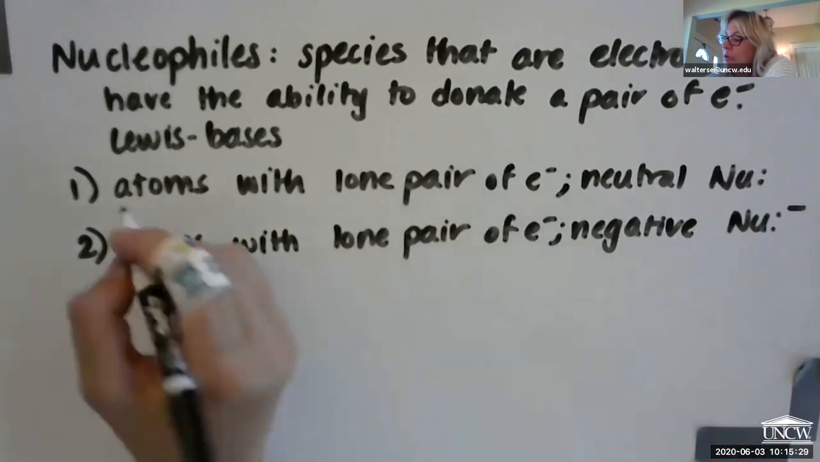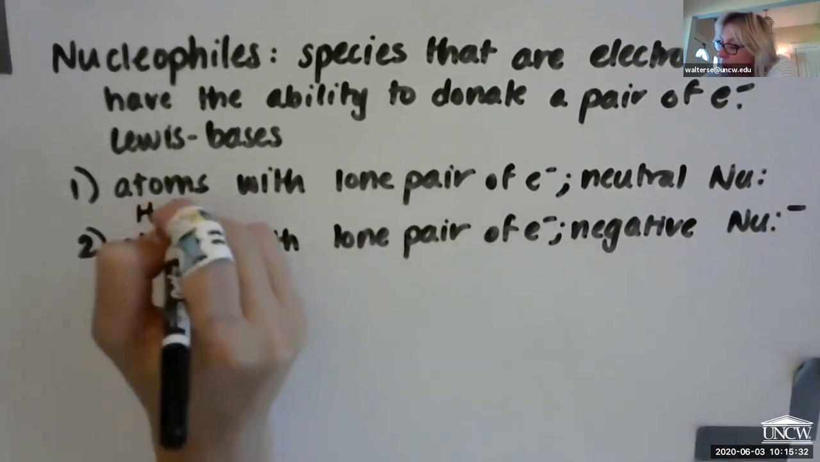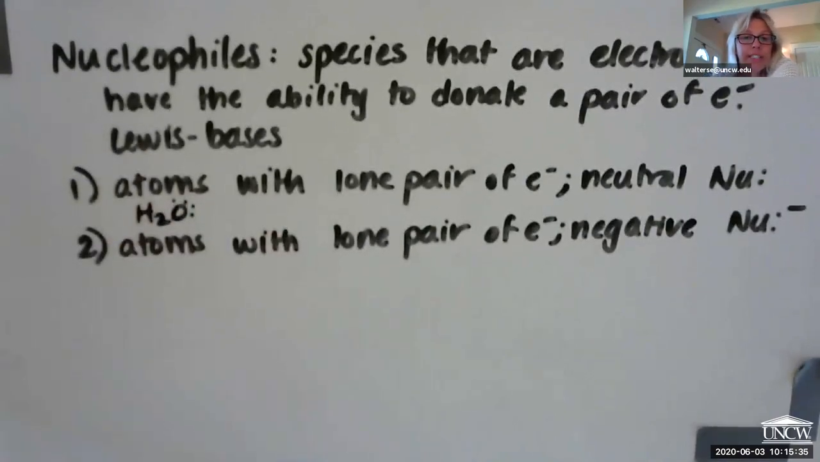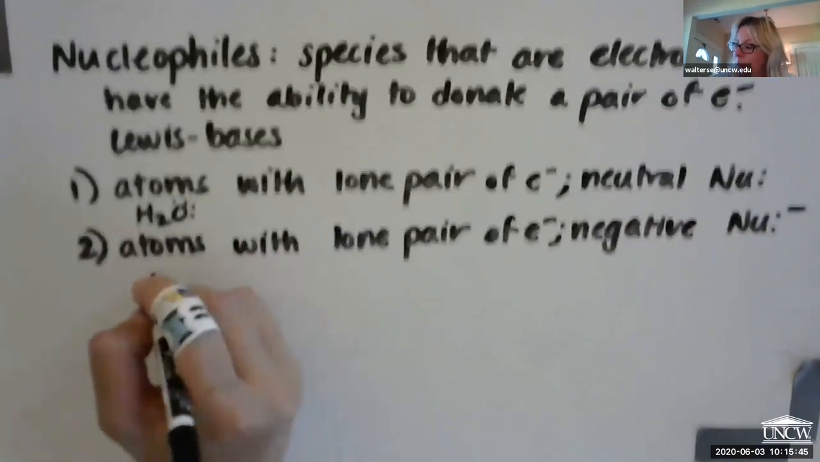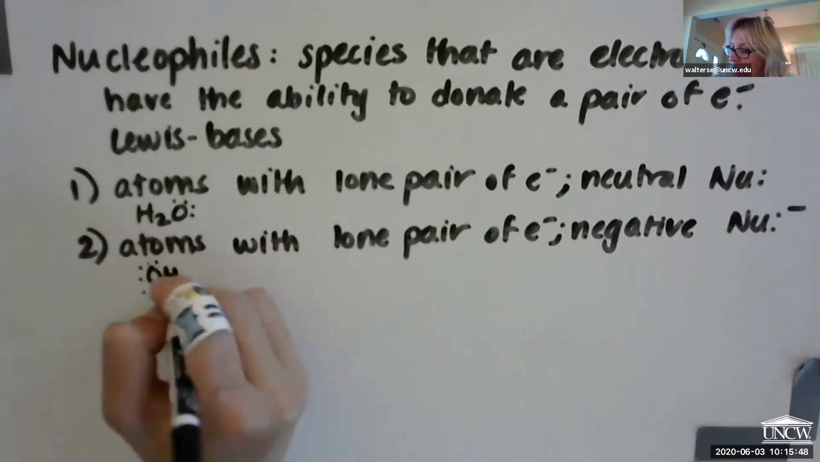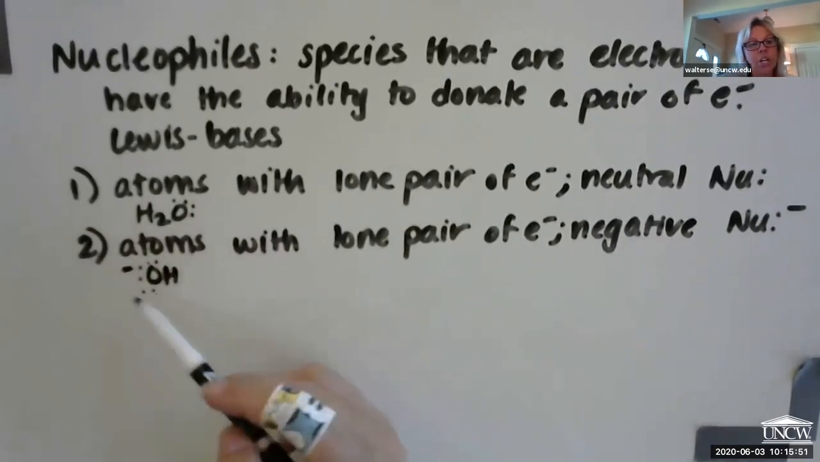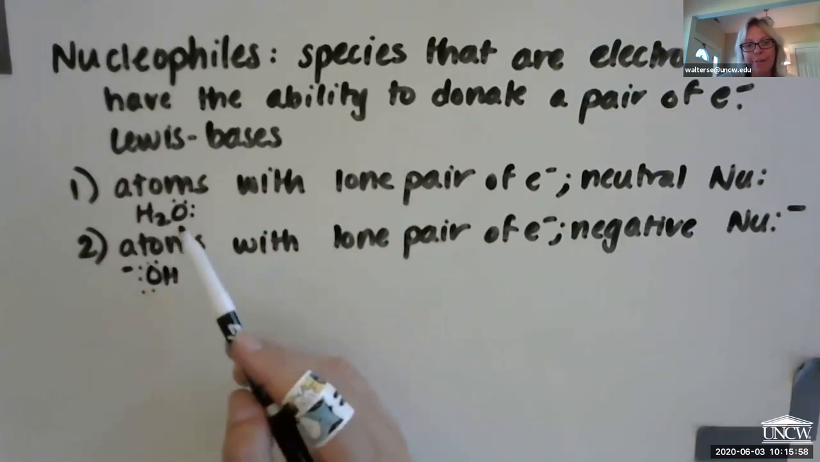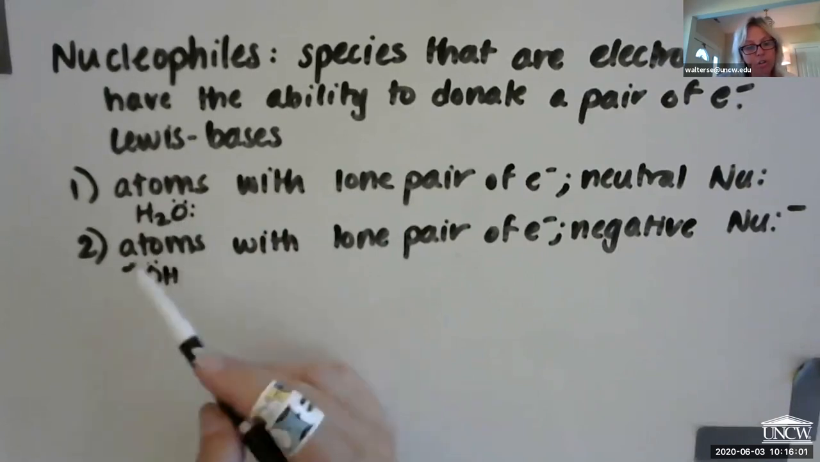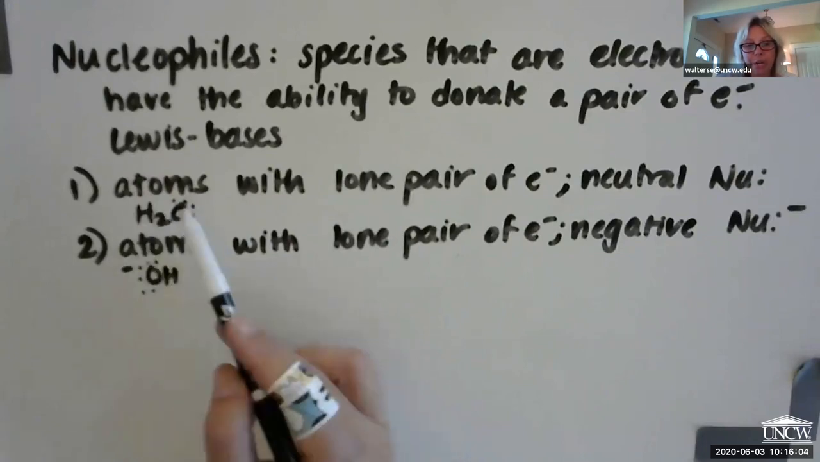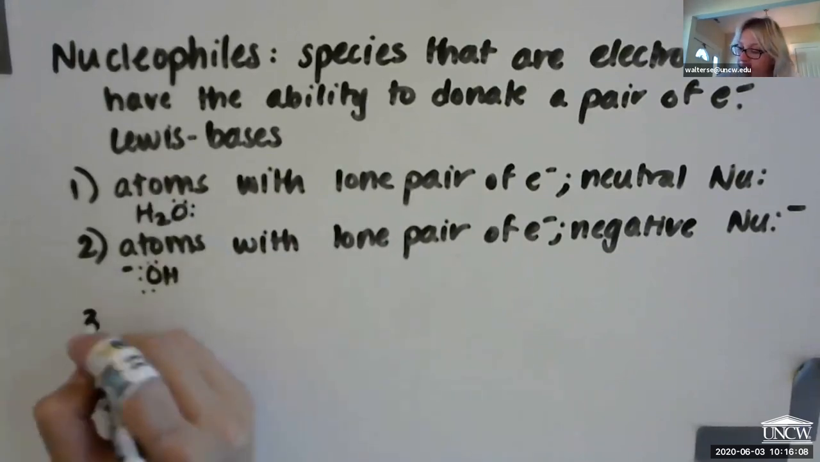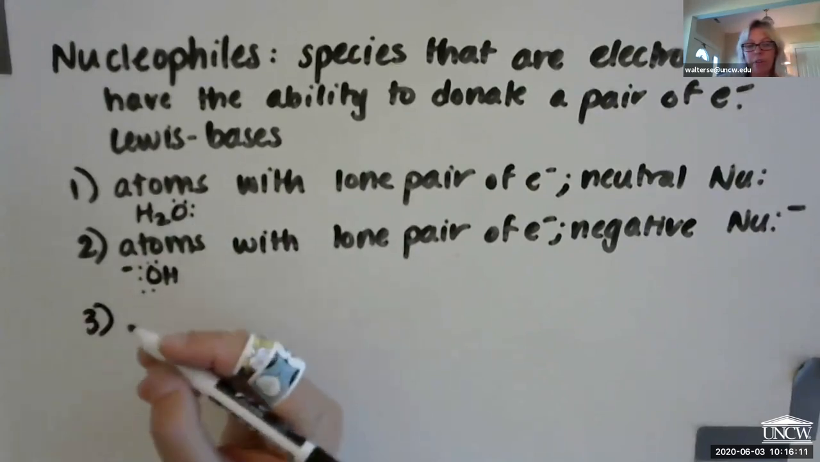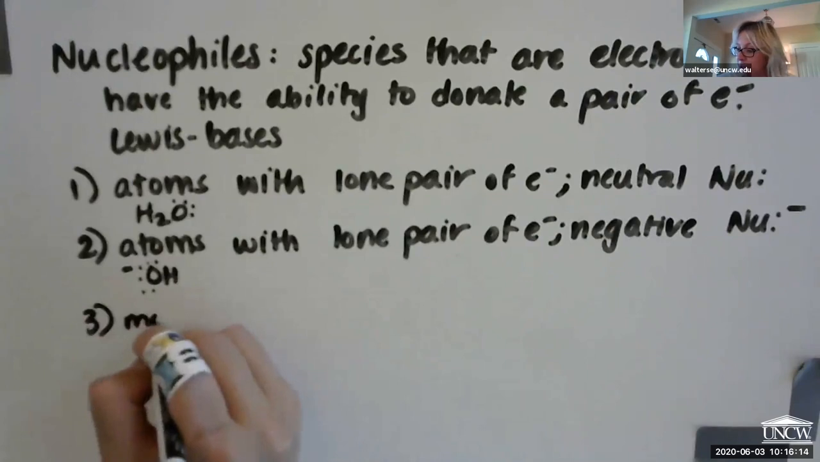An example would be water, which has a lone pair of electrons on the oxygen, but water is neutral, so it could be a nucleophile. Or we could say we have hydroxide, which has a lone pair of electrons and a negative charge. Both of these are nucleophiles, but they're not going to be the same kind. Hydroxide would be a stronger nucleophile because it has a charge. Water would be weaker. And the third thing you're going to be looking out for is molecules with pi bonds.